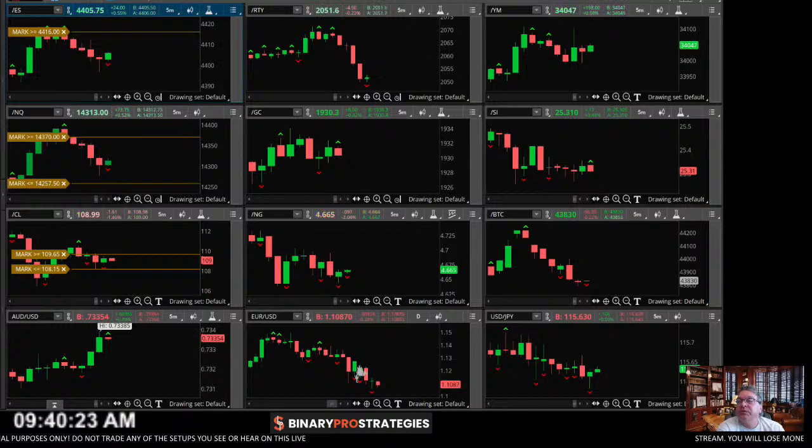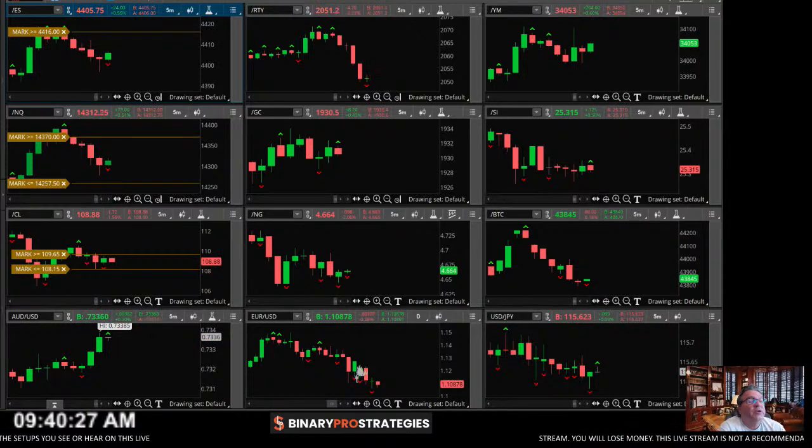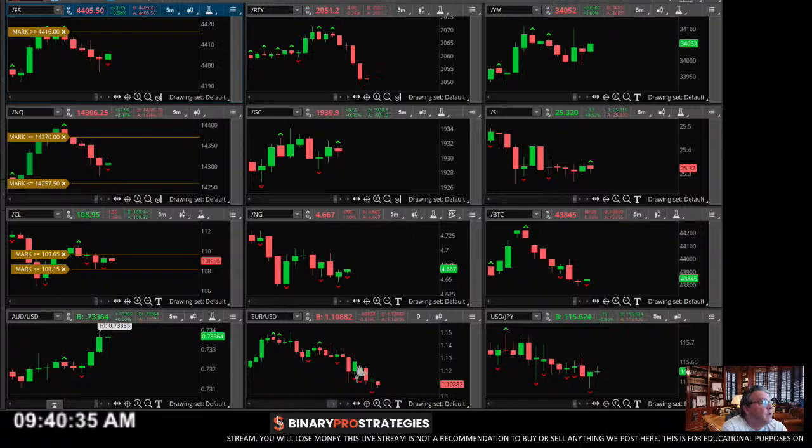Once again, for my students, if you're trading these indices, stick with one. Do not try to trade all of these. It's best to stick with just one, whether it be a commodity or an index. Do not try to trade all of them. It's just too much.